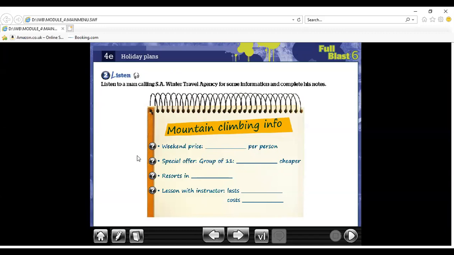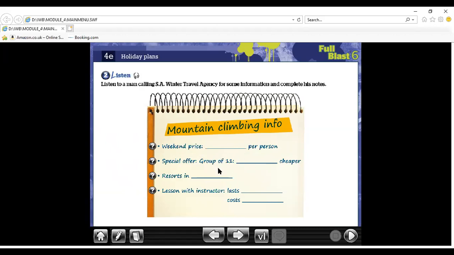The person is phoning the travel agency and he has this notebook. He has to complete them. The first, week and the price per person. If I go there, he asks about mountain climbing information. Week price per person for someone. Yeah, special offer.